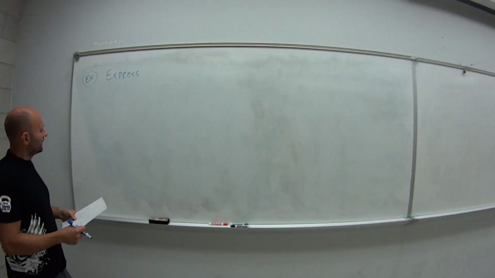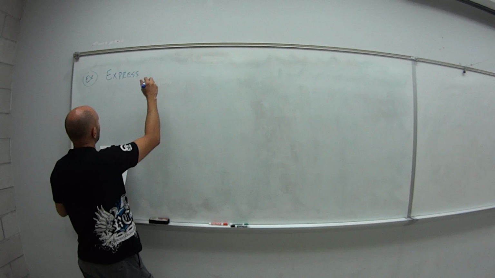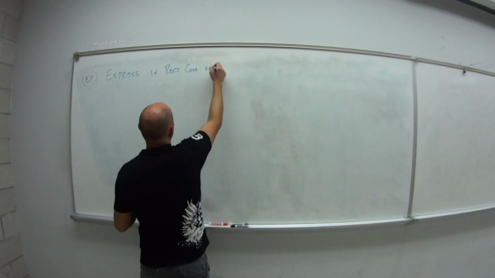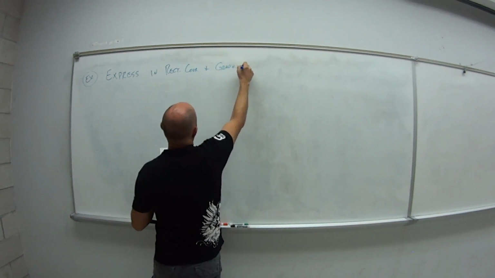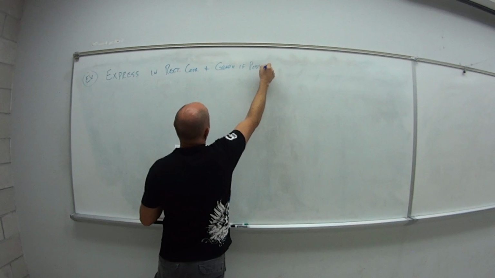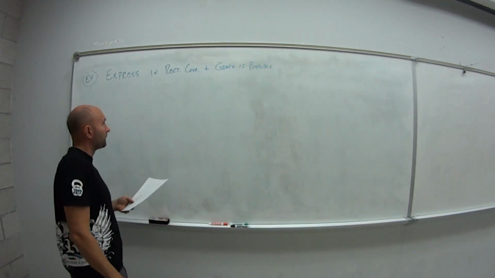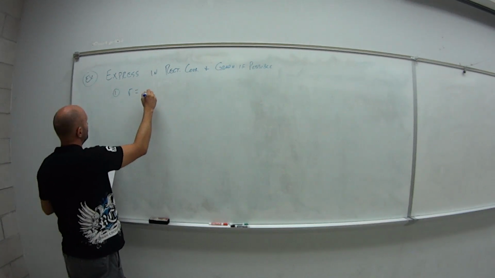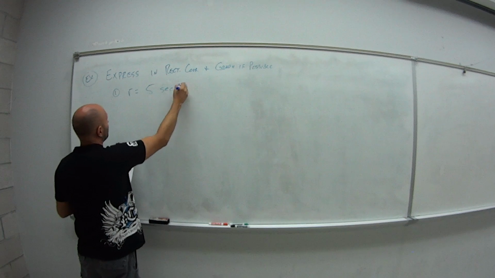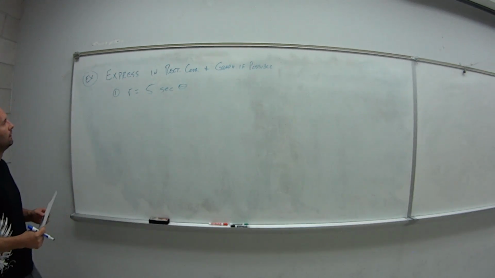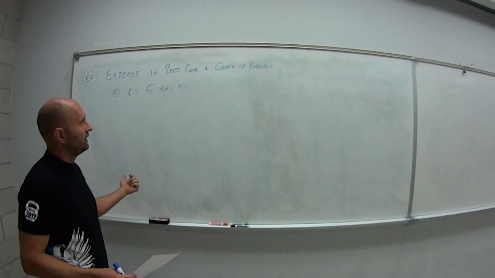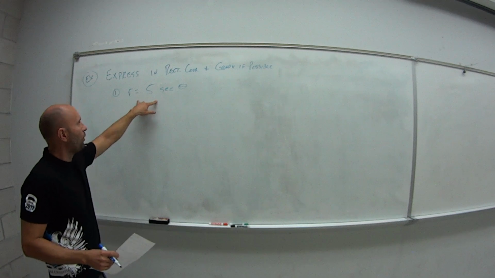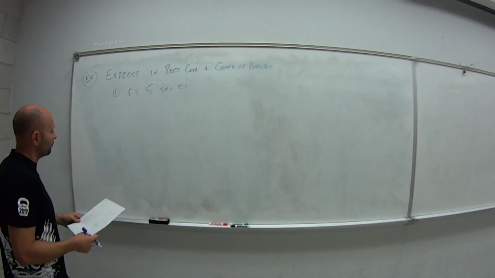All right, so this next problem we want to express in rectangular coordinates and graph, if possible. So the first problem we have is r is equal to 5 secant of theta. This is the reverse of the problem we just did. Last problem we were given rectangular and wanted to convert it to polar. Now we're given polar and we want to convert it back to rectangular.